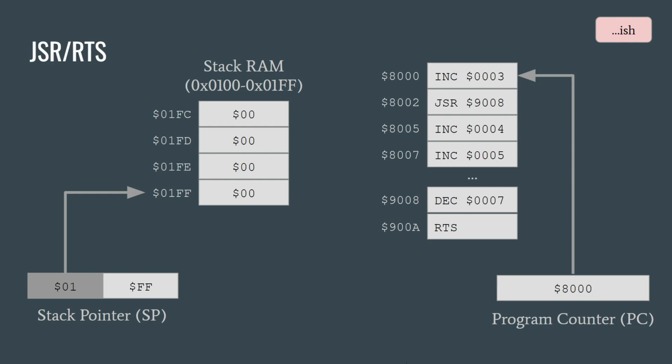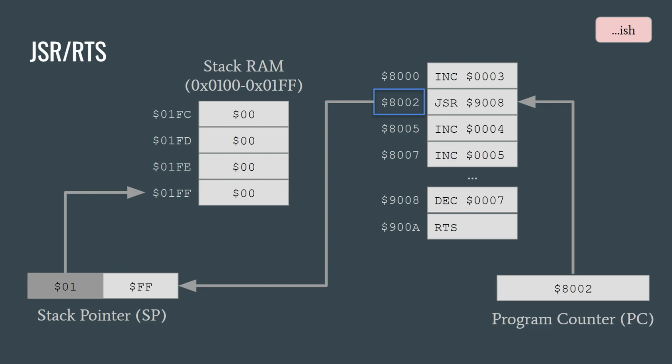First thing we're going to do is we're going to do the increment instruction, because that's where the program counter is pointing to. And the program counter will then increment down to the next instruction, which is address 8002.